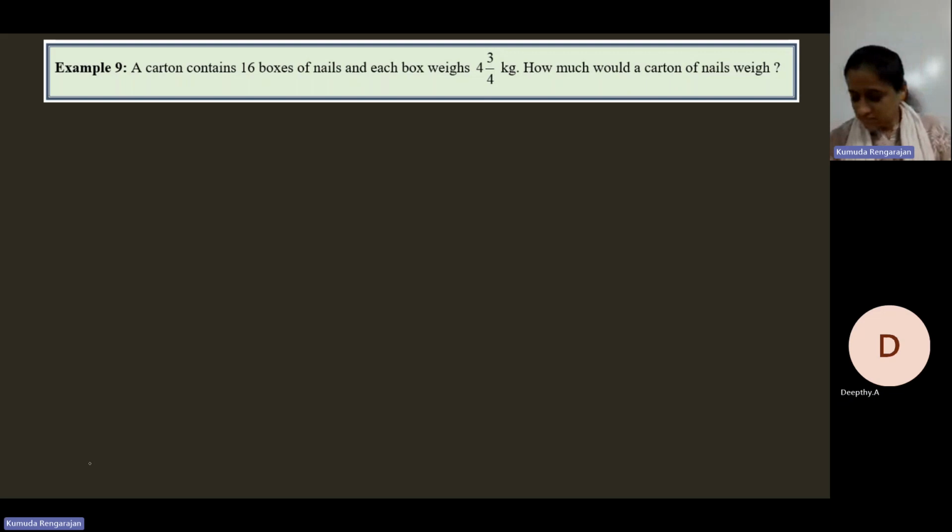Deepthi, you can ask me now. All right. So, ma'am, my doubt was that to find the weight of the carton, we have to multiply 4 3/4 by 16. Sure. Yeah, Deepthi, sorry, there is noise in the background, darling. Let me finish it and just check. Can you just use a different room where there is no noise coming from the background? Is that possible?